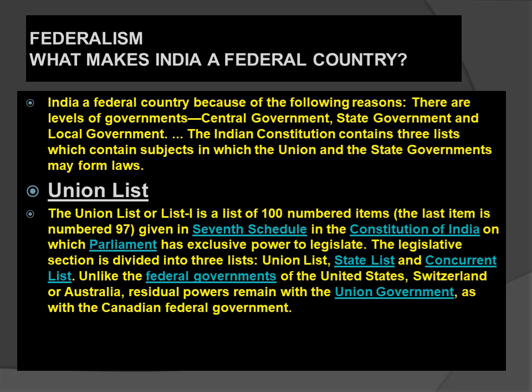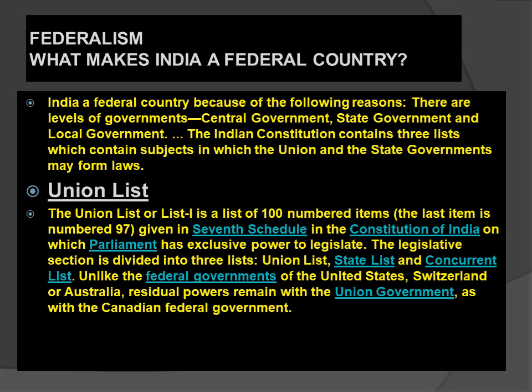First, we are going to discuss the union list. Union list, or we can say it is List 1 of the Indian Constitution, is a list of 100 items. The last item is number 97, given in the 7th Schedule in the Constitution of India, on which Parliament has exclusive power to legislate.